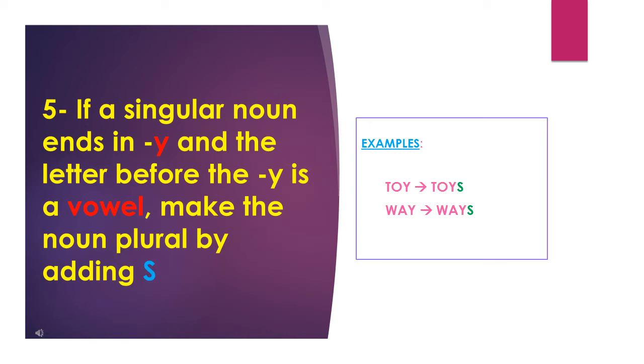Now here is another case. If a singular noun ends in y and the letter directly before the y is a vowel, what are the five vowels in English? A, E, I, O, U. Then make the noun plural by simply adding S. No change happens. Toy, toys. Way, ways.